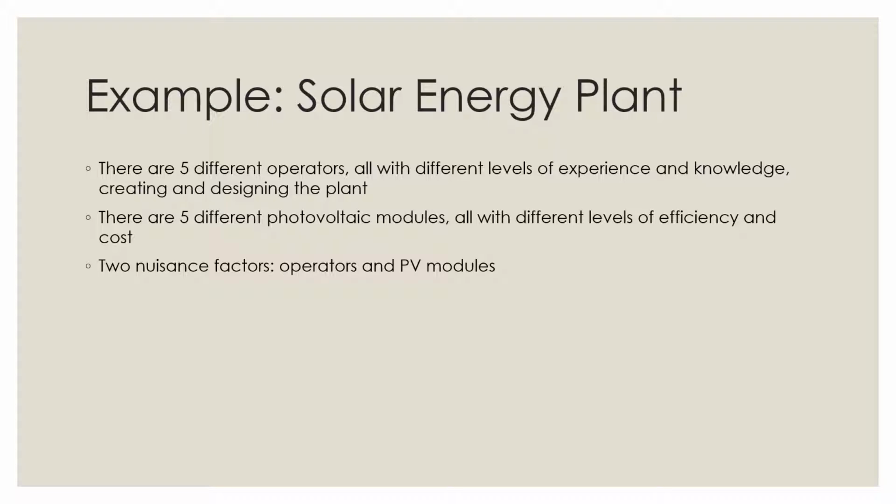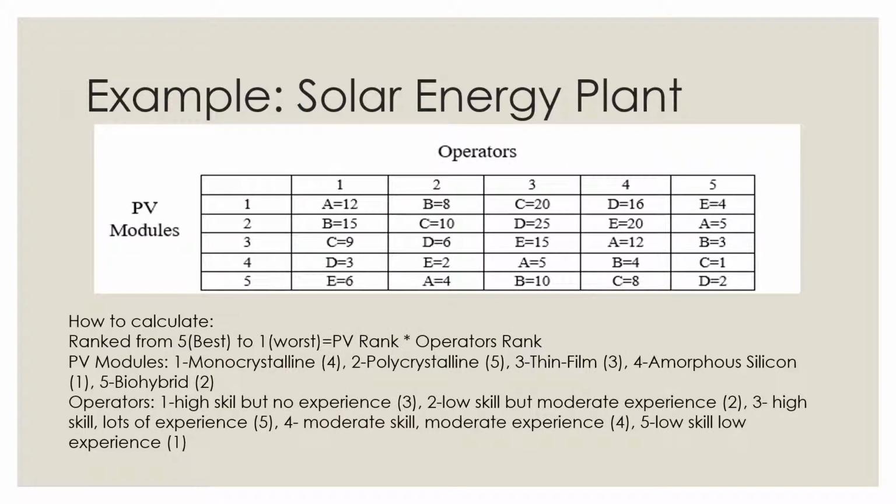We have 5 different operators and 5 different photovoltaic modules. The 2 nuisance factors for this example are the operators and the PV modules. Here's the Latin square design for this example. I ranked the PV modules and operators from 5 to 1, with 5 being the best and 1 being the worst, and then I multiplied the PV rank by the operator rank.